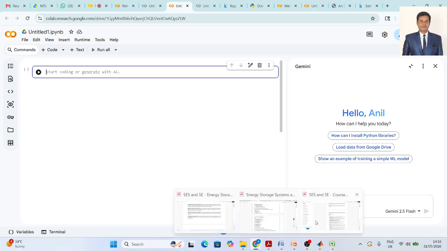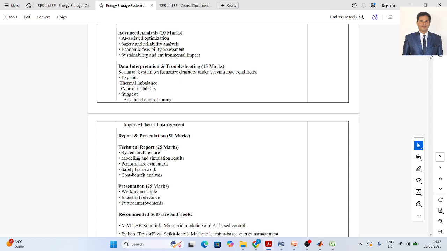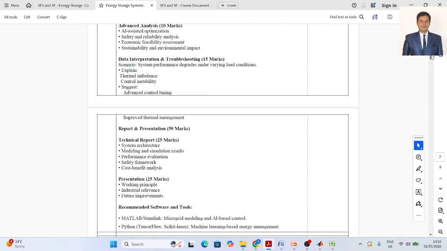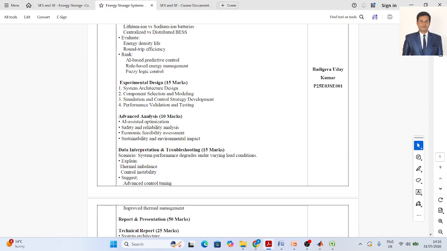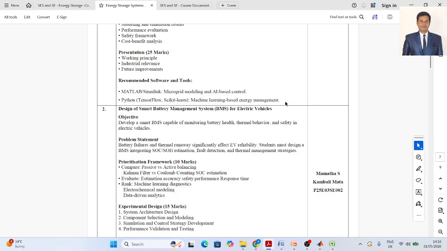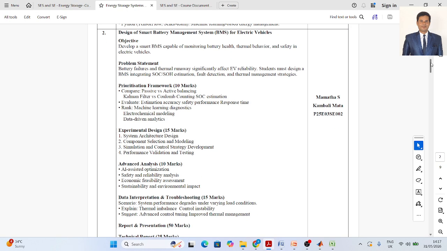That is for experiment number 1, especially for Uday's data. So that is the software I told you, using Python you can do it. With Python you can use machine learning energy based management also. Or else you can go with MATLAB Simulink, by creating the modeling in the microgrids with the AI based controllers. Similarly we'll go for the second assignment. So is that clear, Uday?